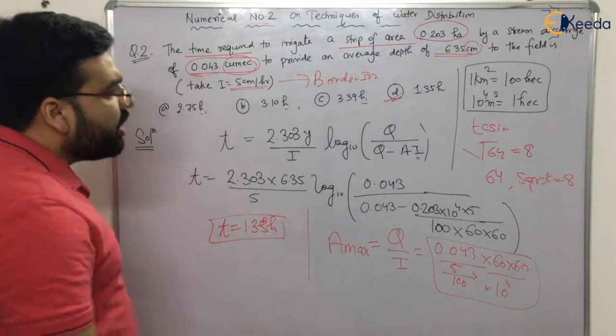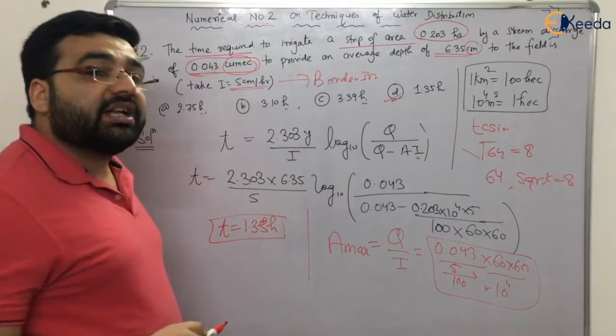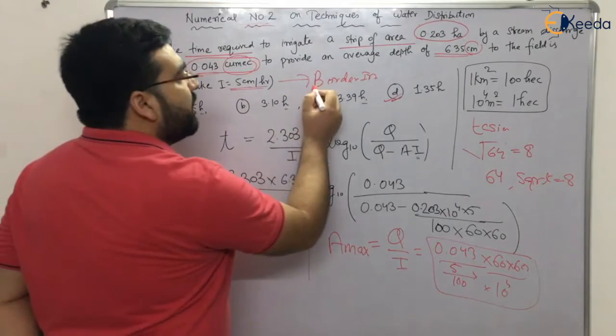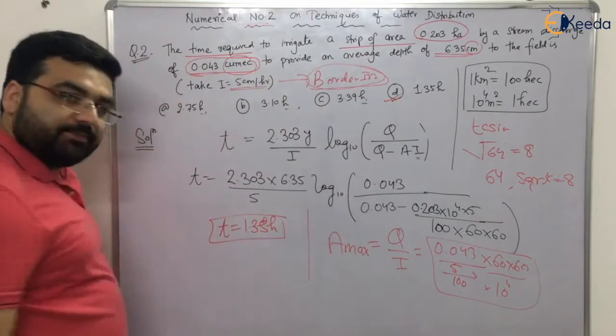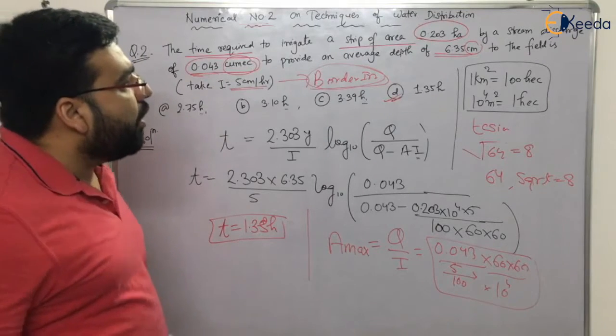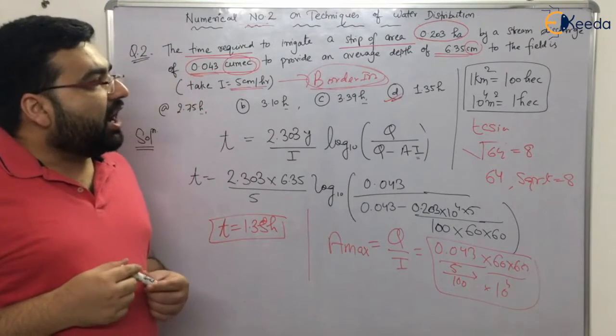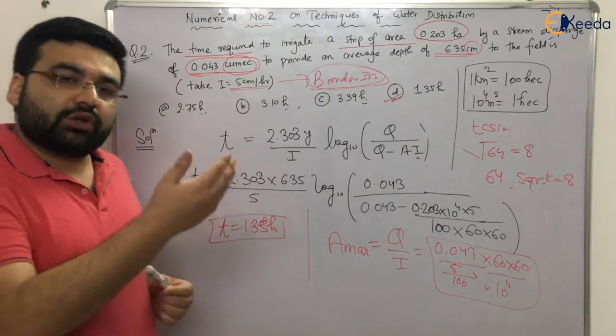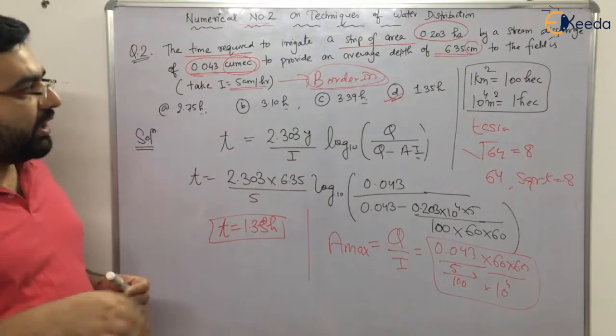Okay? So I hope that you have understood what type of numericals can be asked from this topic, that is the techniques of water distribution, and the most important topic being border irrigation. Okay? So now let's move forward and study some other water requirements, right? So what are the basic chemical water requirements for crops, for irrigation? So let's go to that topic now.